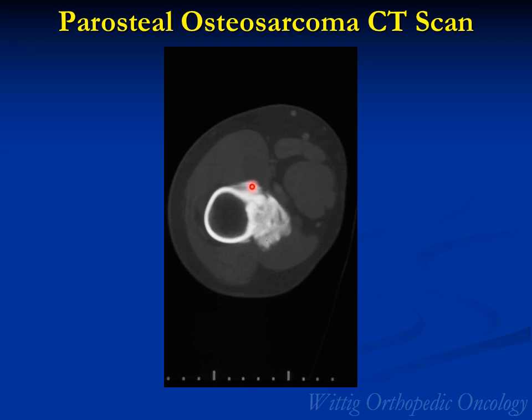Here's a CAT scan of the same, showing you that it's a surface lesion of bone. The cortex appears to be intact. There may be some slight back growth of it through the cortex. However, you see this white, dense mass on the surface of the bone. It appears fluffy and cloud-like, indicative of ossification.